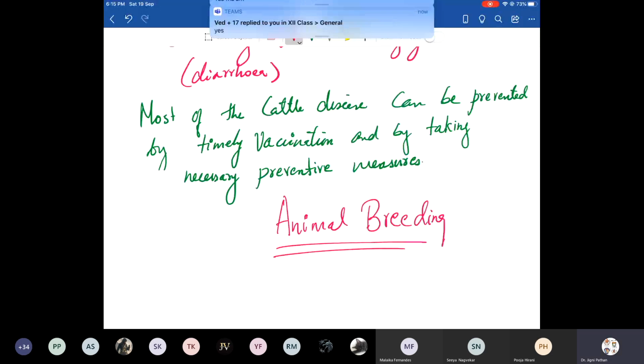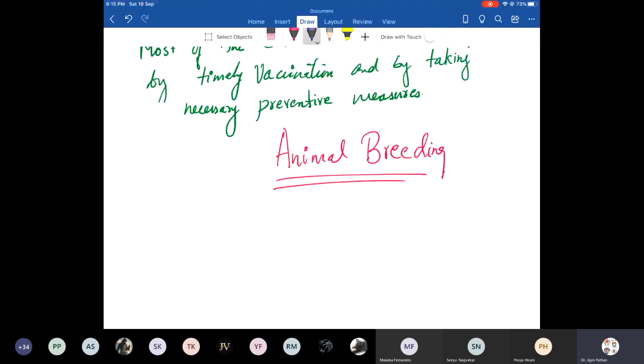Breeding of animals is an important aspect of animal husbandry.